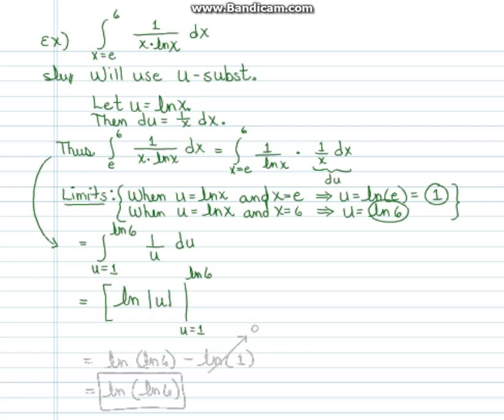Okay, now evaluating that, we have the natural log of the absolute value of the upper limit, natural log of 6, but we really don't need to use absolute values around natural log of 6 because we already know that it's non-negative, minus the natural log of 1, and again 1 is non-negative, so we don't need to use the absolute value bars. Now the natural log of 1 is simply equal to 0, so our final answer is the natural log of the natural log of 6.